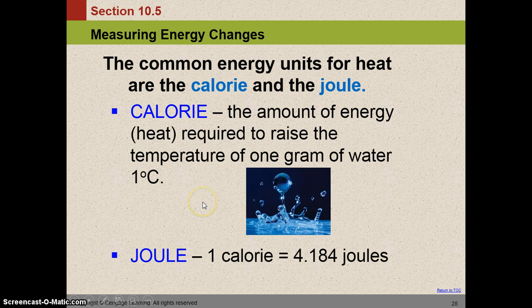Now, if we look at the relationship between calorie and joule, which is what we use in the SI system, System International, for energy, 1 calorie equals 4.184 joules. And you need to know that for use as a conversion factor.